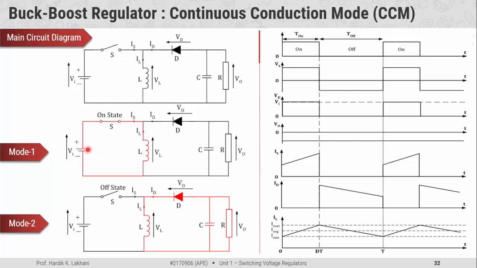Inductor gets connected to the supply and this switch can be thought of as a short circuit element. So the voltage drop across this switch is approximately 0. So the voltage across inductor during the mode 1 is equal to VI.